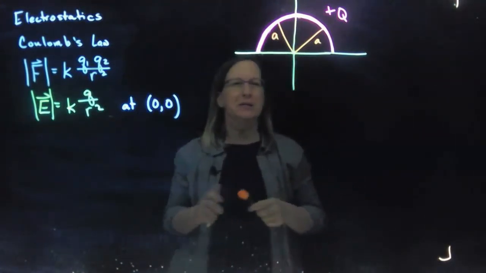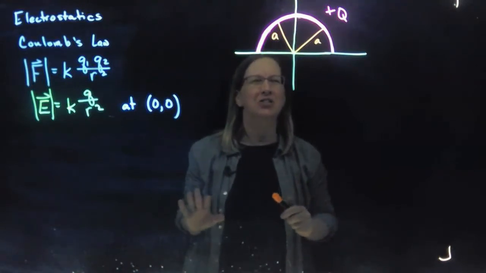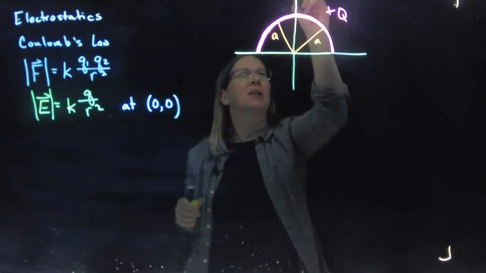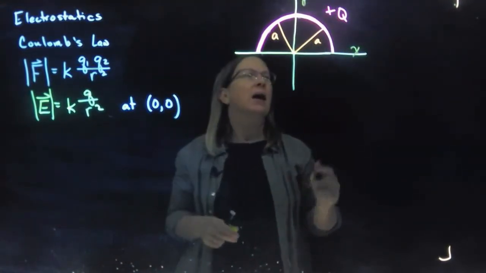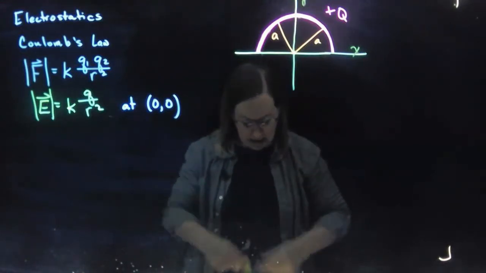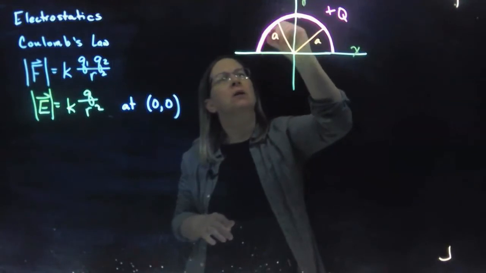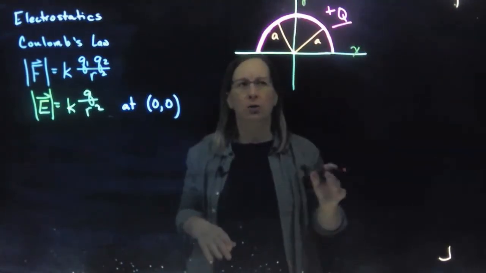Okay, assume this is a semicircle of radius a. It's a little off center, where the y-axis is actually going through the middle of it, and this is the x-axis, and this pink is the charge. This is a semicircular ring of charge plus q, the whole thing.